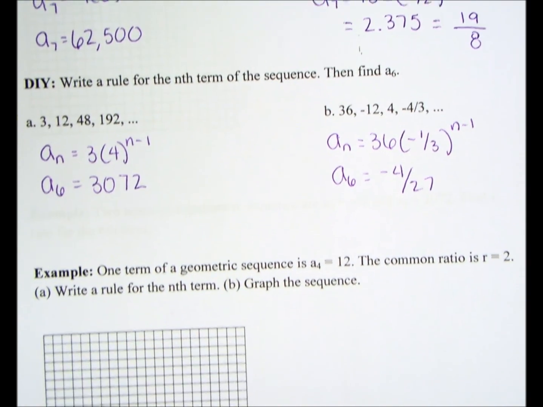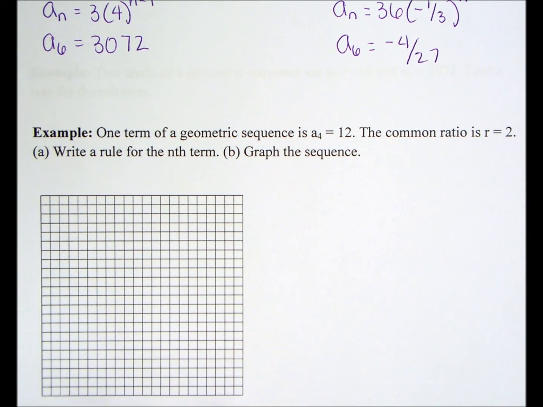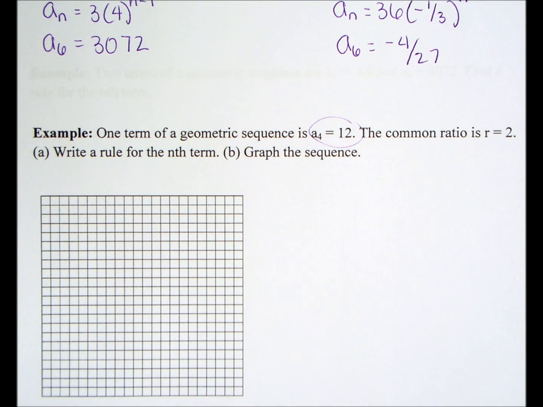Alright. And the last example we're going to do on today's notes to end day 1 is kind of graphing them. So one term of a geometric sequence is, the 4th term is 12, and the common ratio is 2. Write a rule and graph the sequence. So they just say that the 4th term is 12. The first thing I want to do is create a rule.